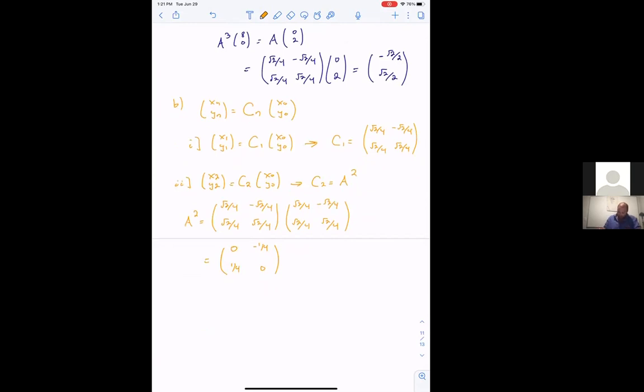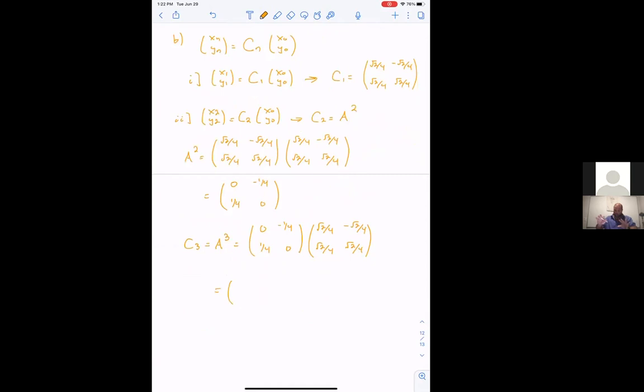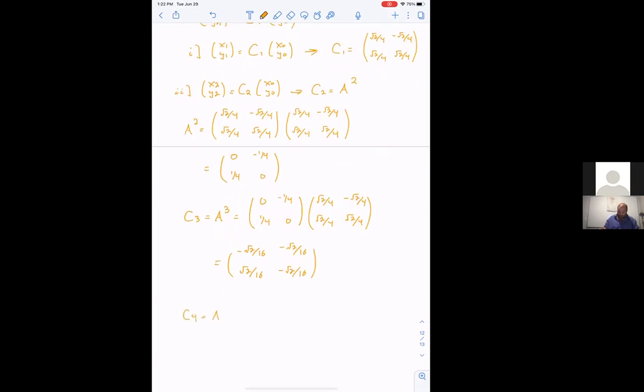What is C3? C3 is therefore A cubed, which is 0, negative 1/4, 1/4, 0 times the original A, root 2 over 4, negative root 2 over 4, root 2 over 4, root 2 over 4, which gives me negative root 2 over 16, negative root 2 over 16, root 2 over 16, and then negative root 2 over 16. And C4 is A to the 4th, which is just A squared.